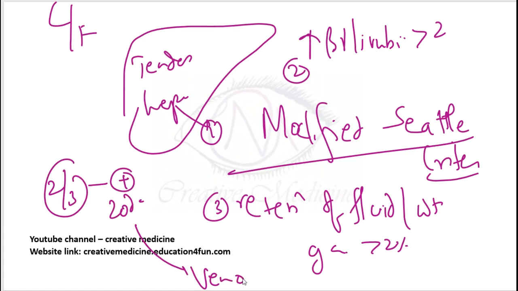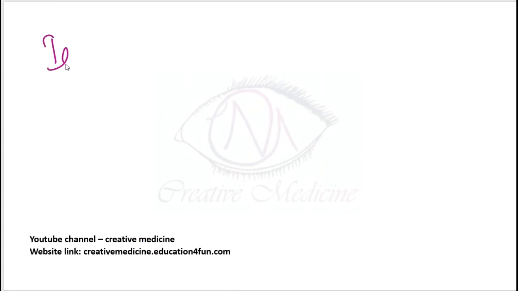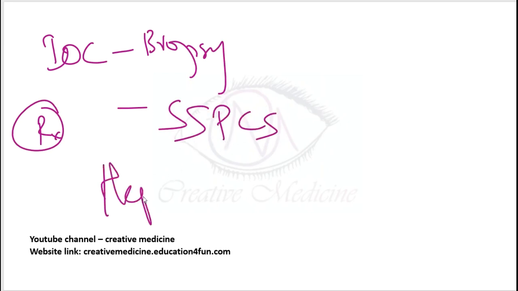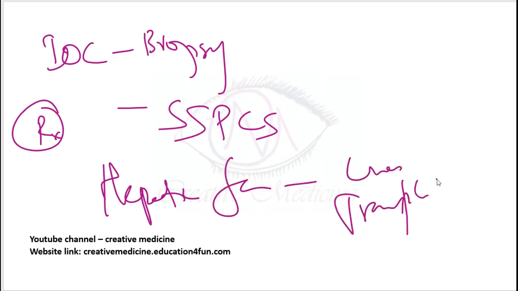So according to the modified Seattle criteria, if tender hepatomegaly, hyperbilirubinemia of more than 2, or retention of fluids or weight gain of more than 2% is seen, and if 2 out of the above 3 are present in 20 days of stem cell transplantation, then we call it veno-occlusive disease. In veno-occlusive disease, the investigation of choice is biopsy, and the management is mainly a side to side portocaval shunt. And if the patient has hepatic failure, then obviously you should do liver transplantation.